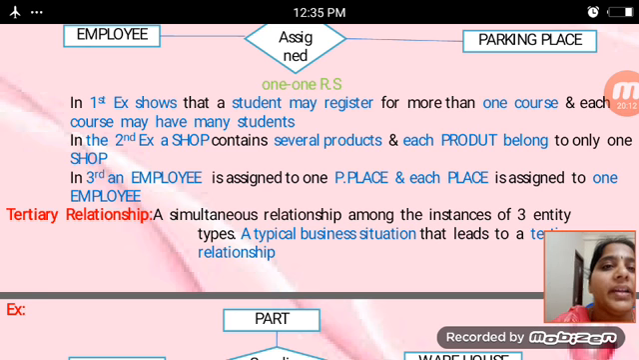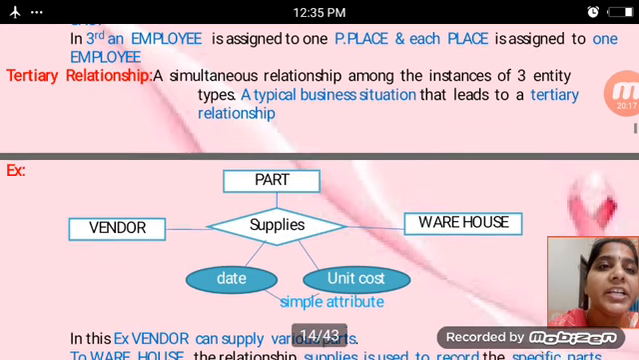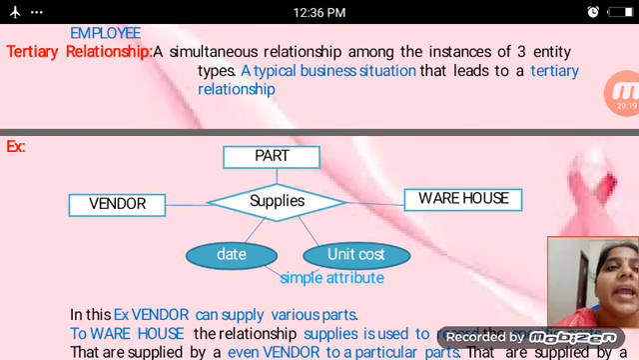This is about binary. And the next topic is the ternary relationship. In a ternary relationship, there is a simultaneous relationship among the instances of three entity types. More than two. A typical business situation leads to a ternary relationship model, and they use it in business modeling.